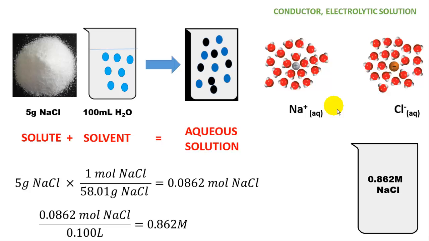Realize 2 important points here. Number 1, a solution is solute plus solvent. And for the most part in chemistry 1, the solvent will be water. And important point number 2 is that the concentration of that solution is going to be expressed in molarity. Molarity is moles over liter, more specifically moles of solute over liters of solution.